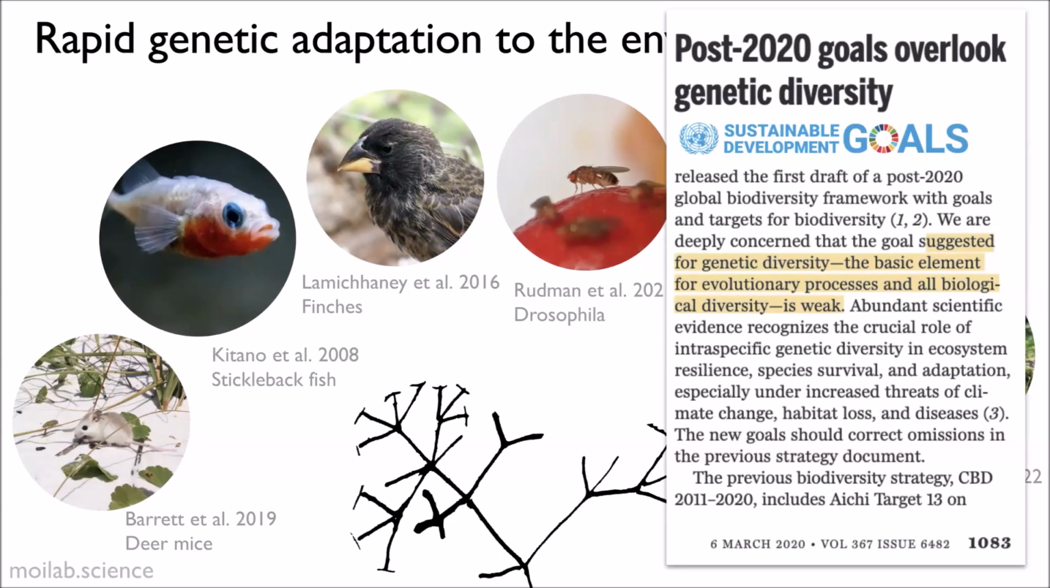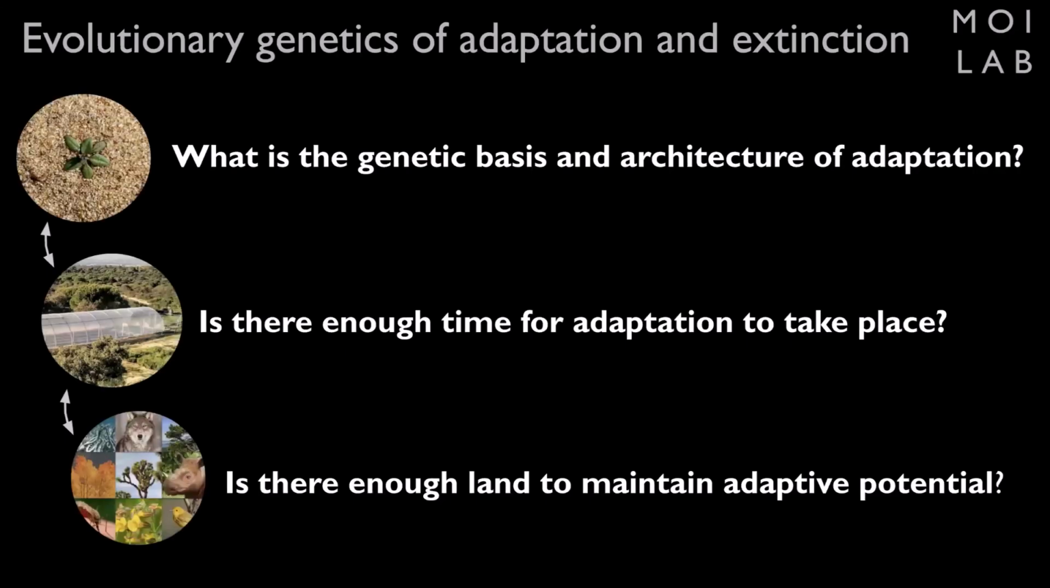So this standing genetic variation is key, and this evolutionary process is key, but myself and others have argued that this process is not yet well implemented in global biodiversity frameworks, where genetic diversity, the basic element of evolutionary processes, is weak in terms of its presence in sustainable development targets. So in our lab, we are trying to go very narrow in understanding evolutionary principles and then think very broadly how they could be applied to understanding adaptation and extinction in general across species.